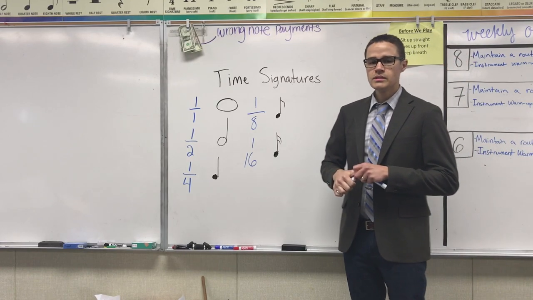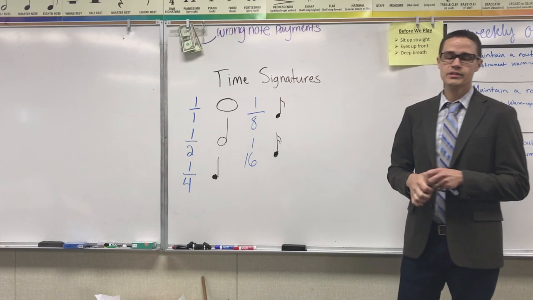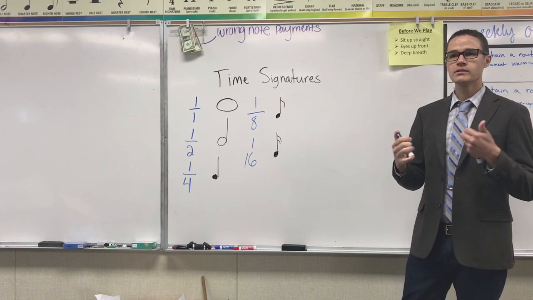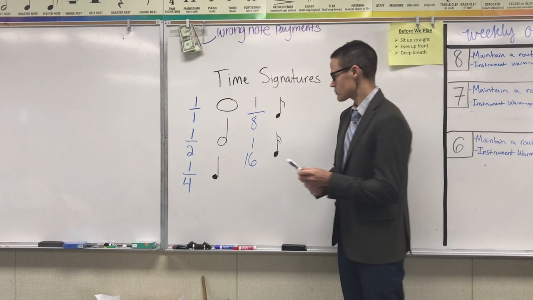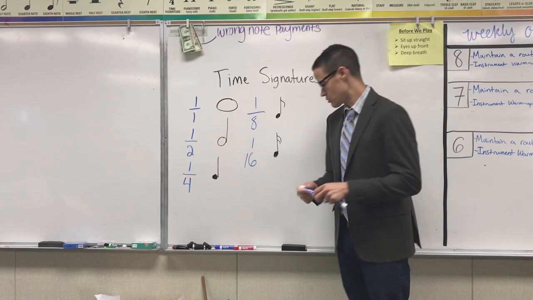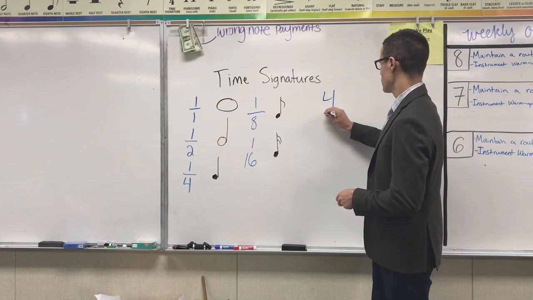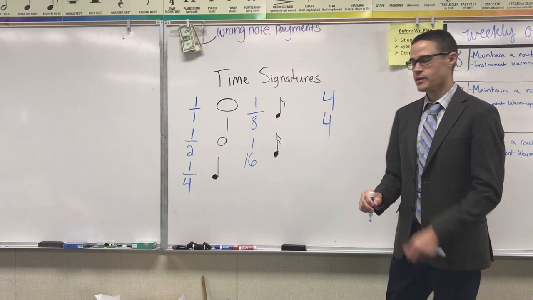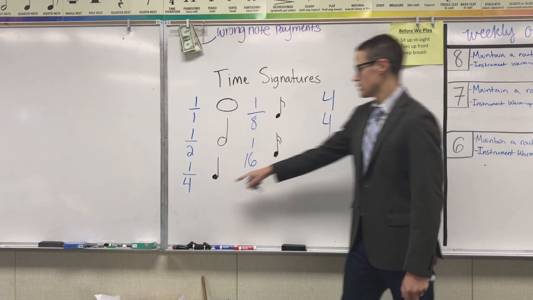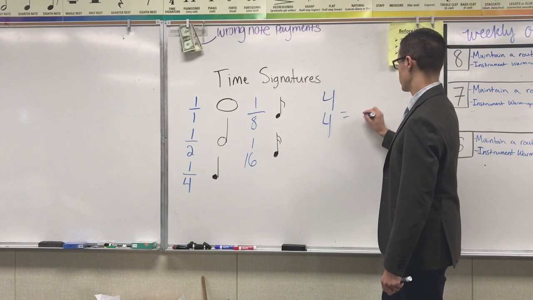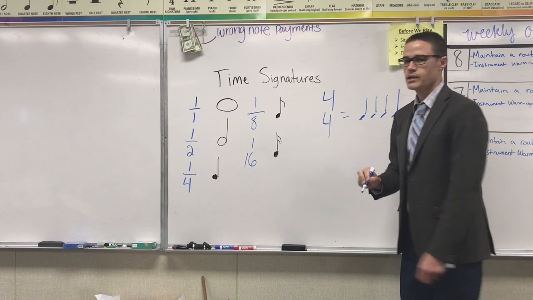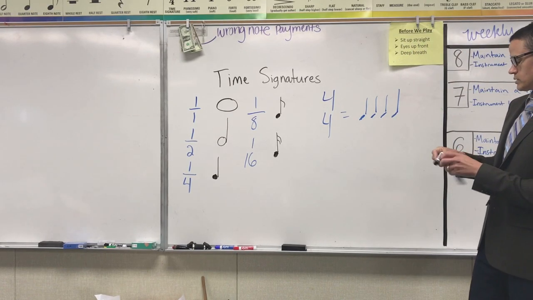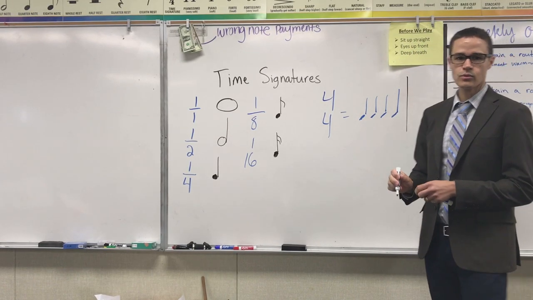So the bottom division of a time signature tells us what note gets the beat for each measure. The top one says how many. So if we have 4/4, according to this little quick chart that I just made, we have 4 of these guys right here, which equals 4 quarter notes per measure of music. And then that repeats, right? So that's why we go 1, 2, 3, 4, 1, 2, 3, 4.